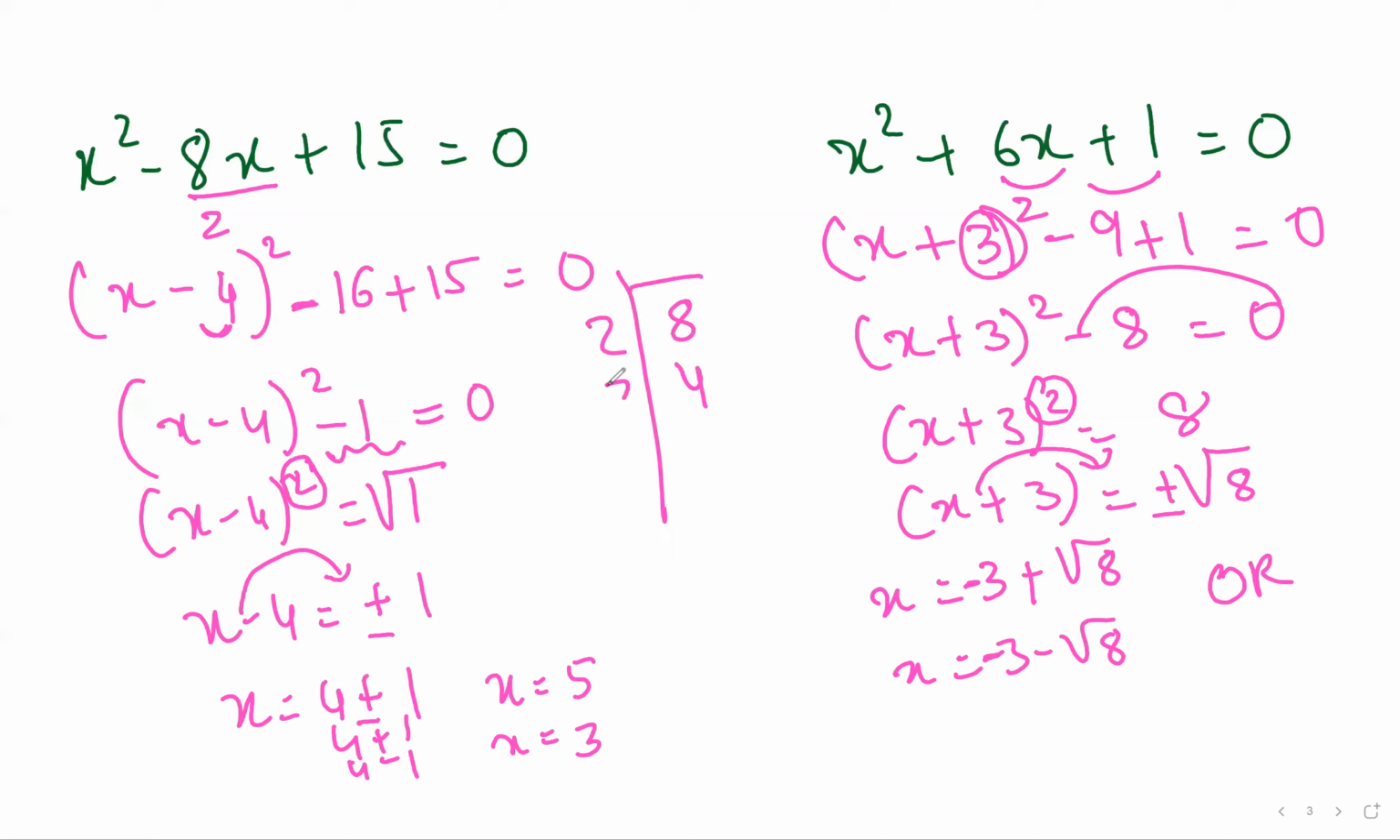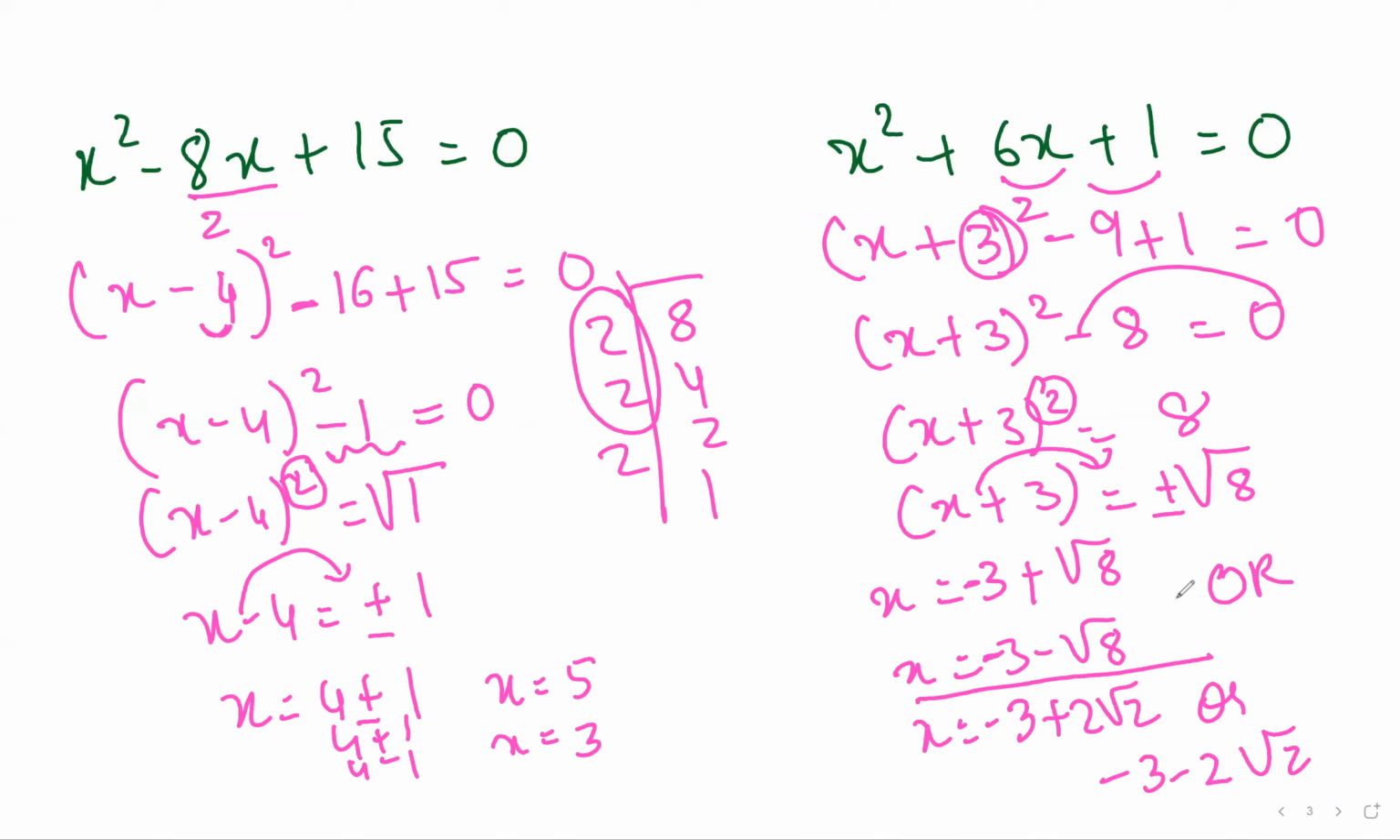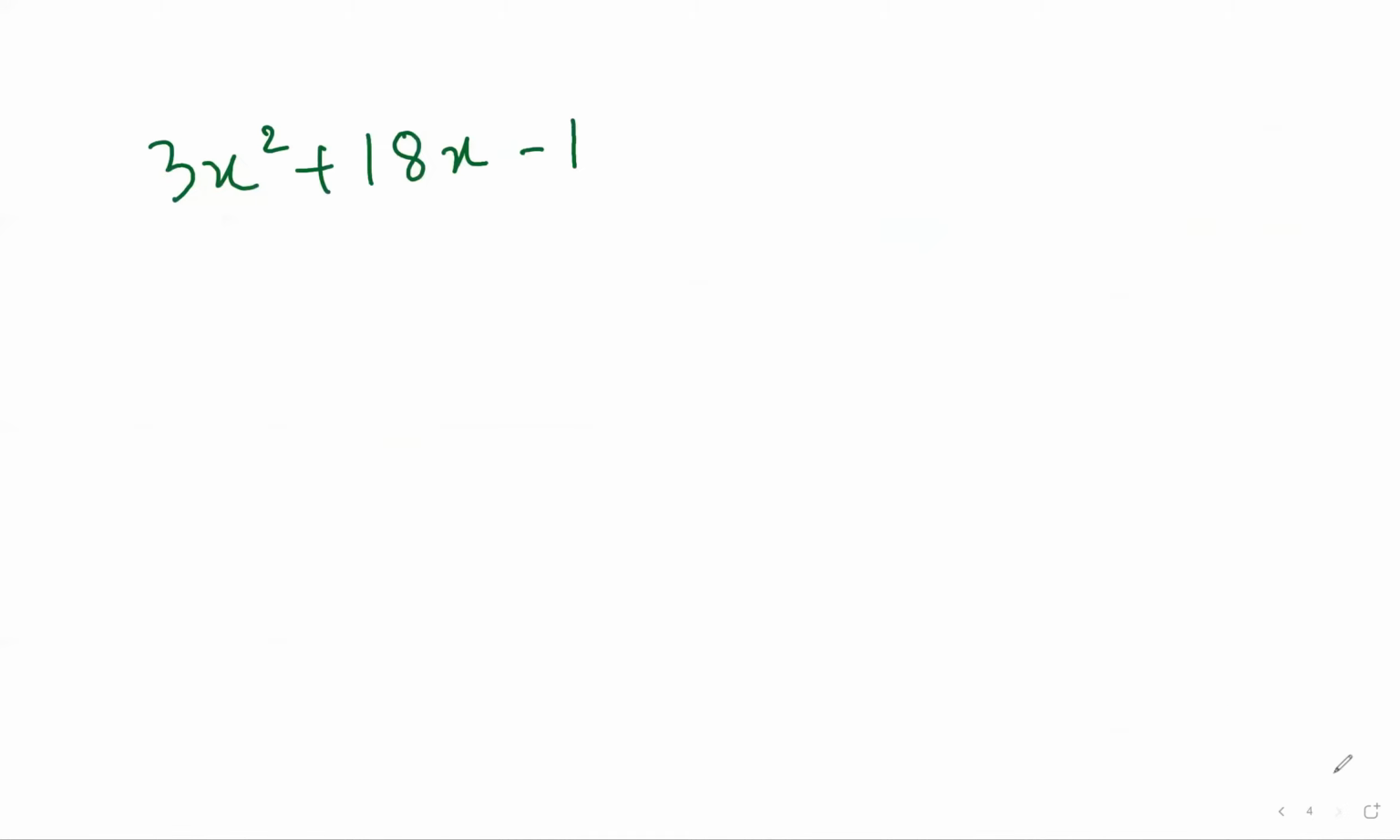2 4s are 8, 2 2s are 4, 2 1s are 2. These are partners. So 2 will be common, and root 2. So your answer can be like this also: negative 3 plus 2 root 2, or negative 3 minus 2 root 2. So either your answer is this or your answer is this. Are you with me, kiddos, till here? Let us go to the next part.